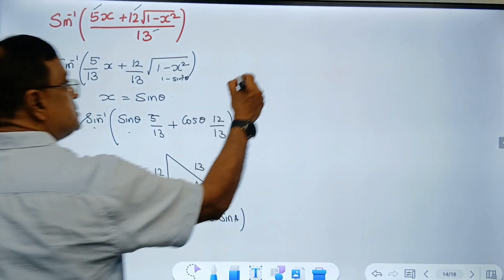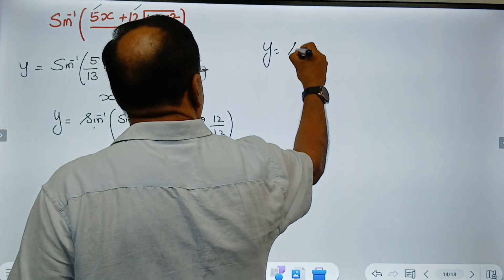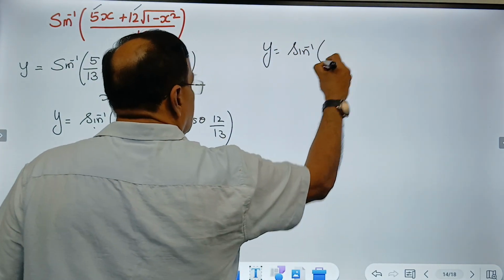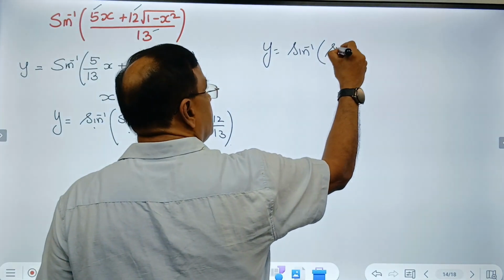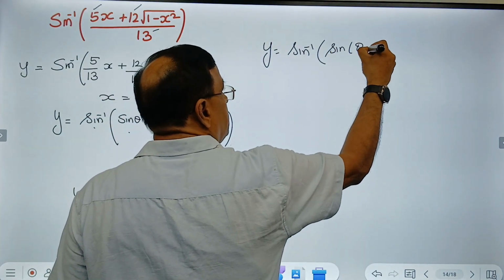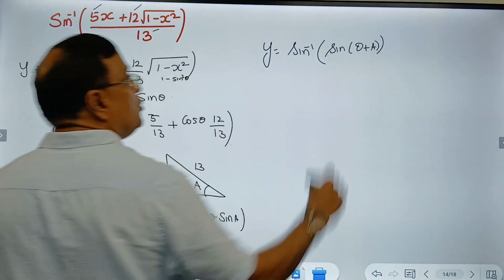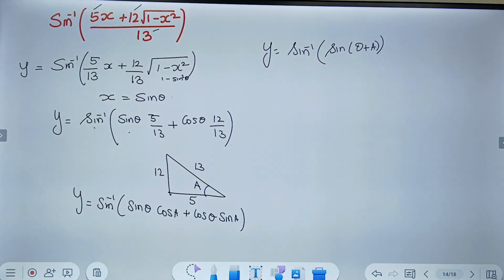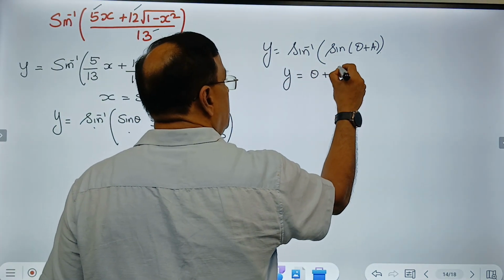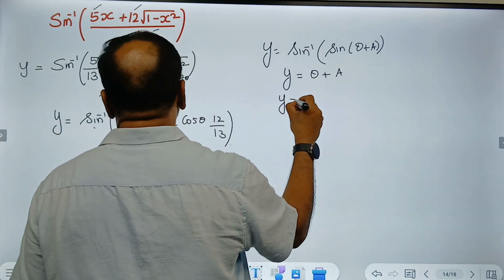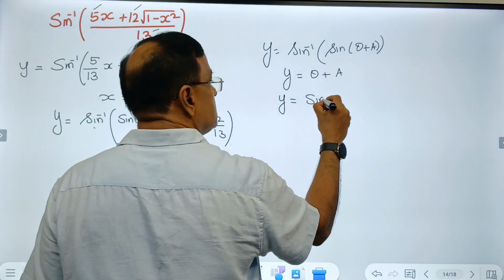What formula is this? Sine inverse of sine A cos B plus cos A sine B. So it is sine of A plus B. Now what is sine inverse of sine of theta plus A? Sine inverse of sine of theta plus A is theta plus A. And what is theta? Theta is sine inverse of x.